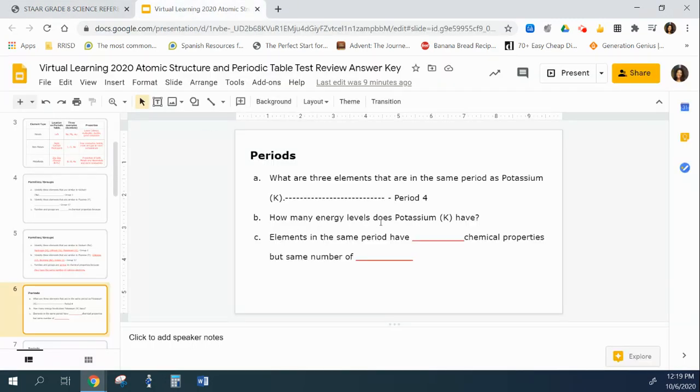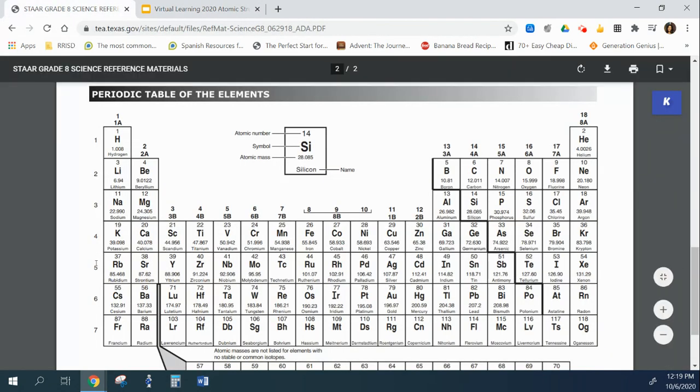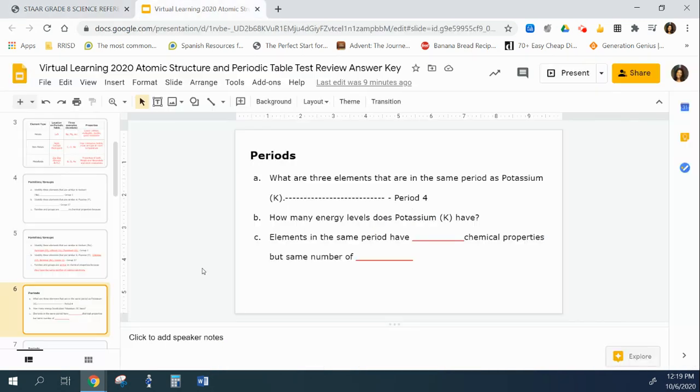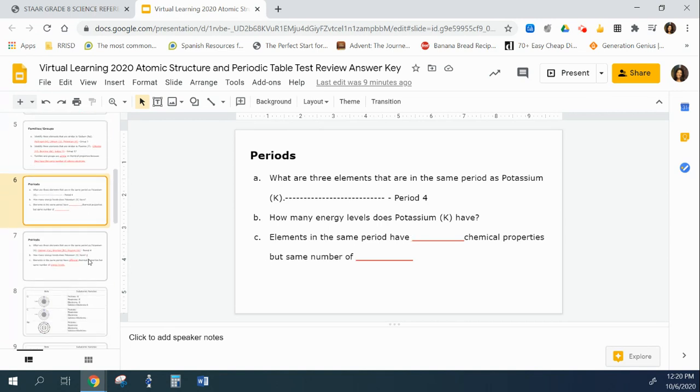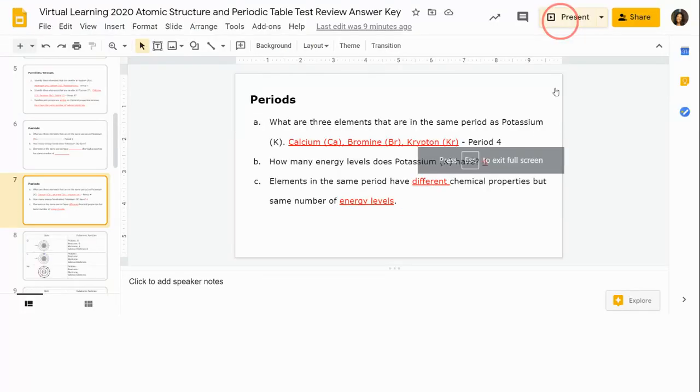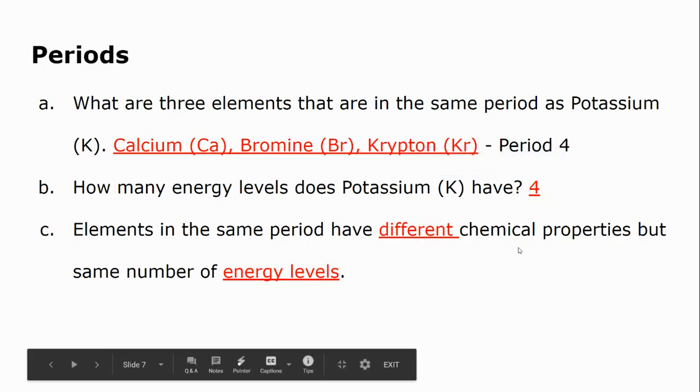How many energy levels does potassium have? Going back, we can see that we have 4 energy rings. So that means that our period is 4. And elements in the same period, are they the same or different in chemical properties? They have different chemical properties because they have a different number of valence electrons. However, they have the same number of energy levels or energy rings. So again, you can go ahead and pause my video and fill in the correct answers.